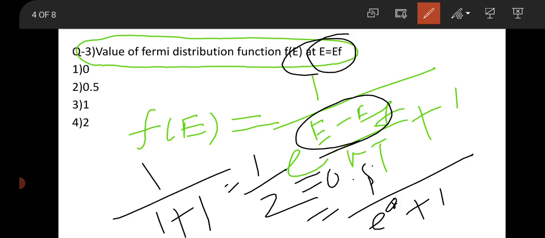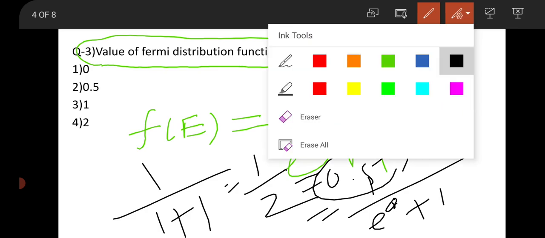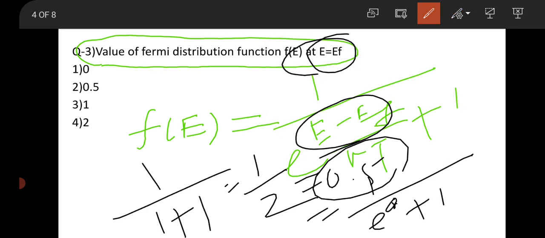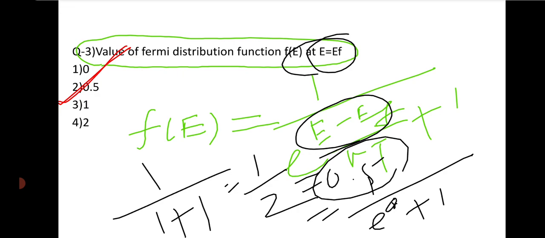That is equal to 0.5. So the particular answer to this question is 0.5. So option 2 is the correct answer to the question. The question is very basic. We have to know all the basic concepts regarding the subject so that we can crack the BRC examination. So let's move to the next question.